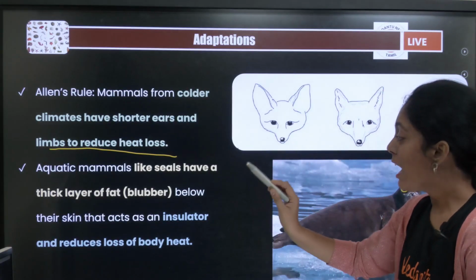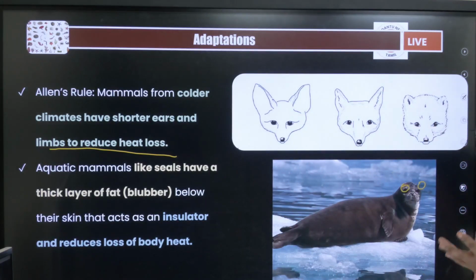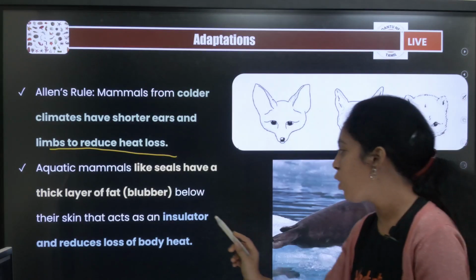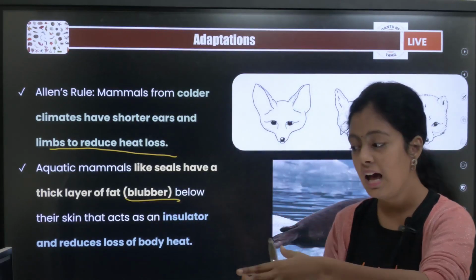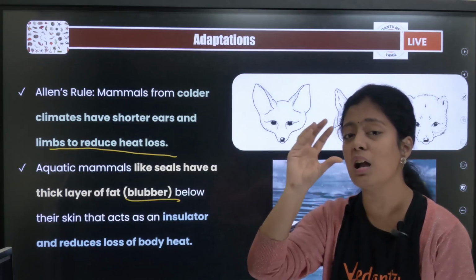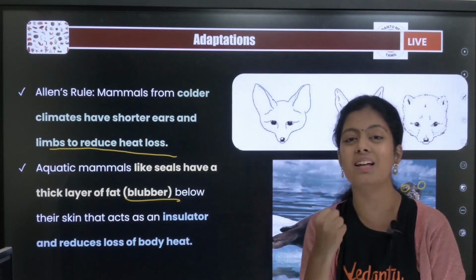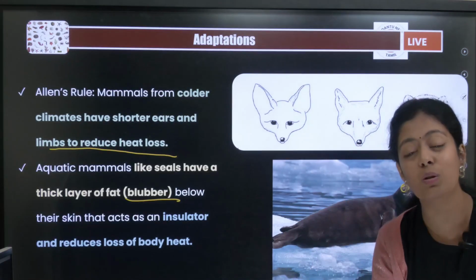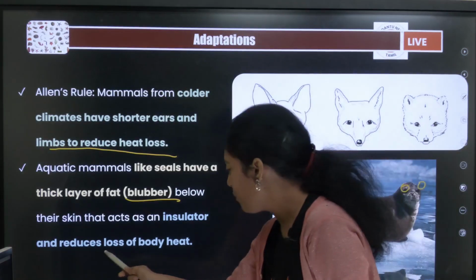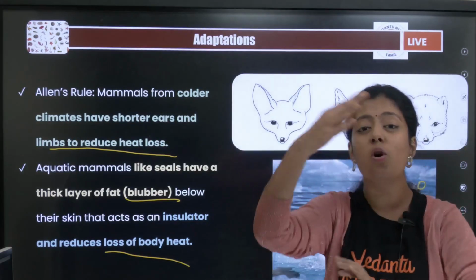Okay, then aquatic mammals like seal have a thick layer of fat called blubber. Under their skin there is a thick fat, that is called blubber, and that is going to give protection against cold. It acts as an insulator and reduces the loss of body heat. It prevents my body heat from going out.